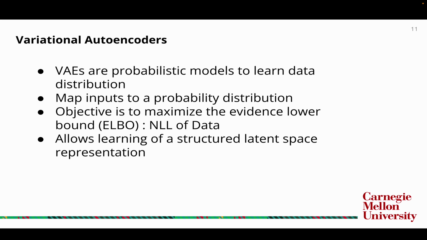In summary, VAEs are probabilistic models to learn data distribution. They map the input to a probability distribution. The objective of VAE is to maximize the evidence lower bound, which is equivalent to minimizing the KL divergence. It allows learning of a structured and continuous latent space representation.